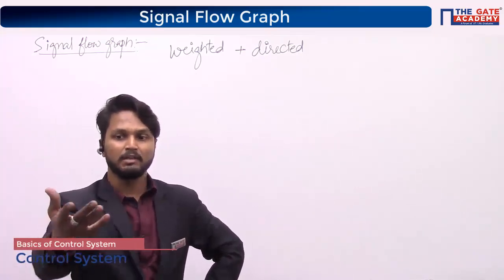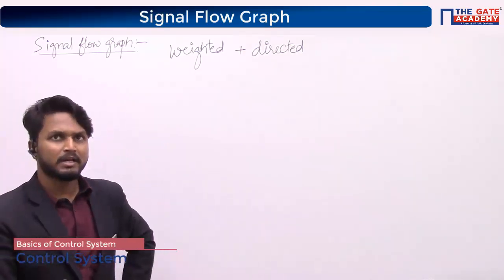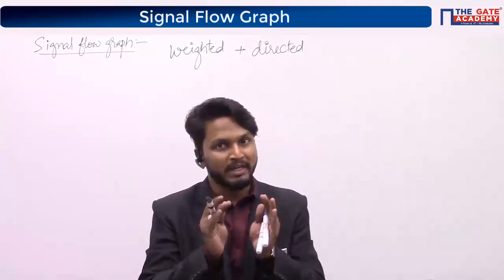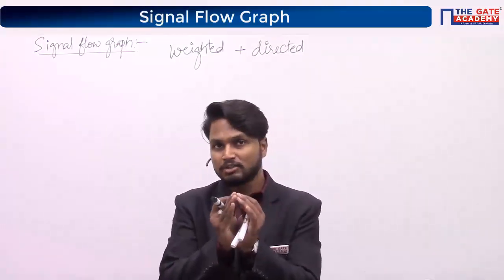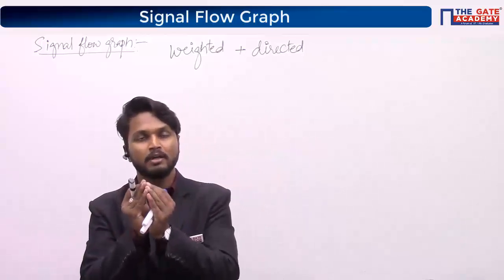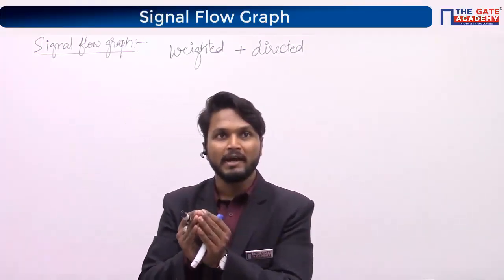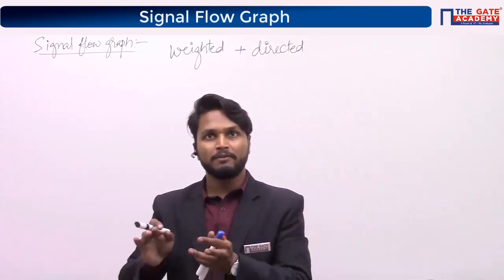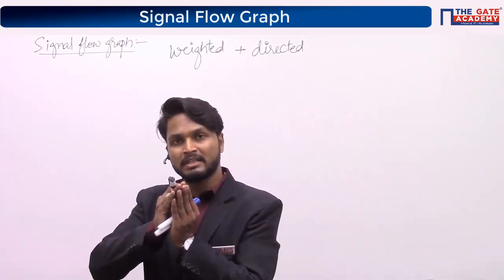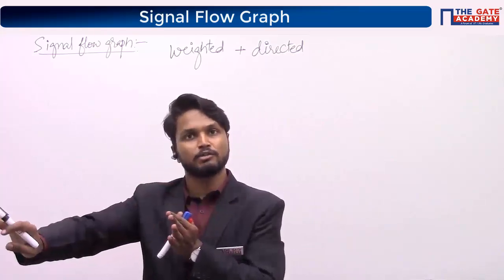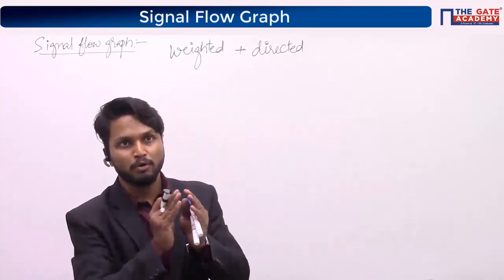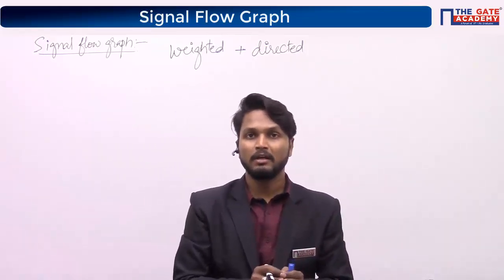So what does it mean? It is a weighted plus directed graphical representation. It has both weightage and direction. Every branch is going to have a particular weightage as well as a direction. It has a unique direction only, so there is no other direction. So it has both direction of signal and weightage.